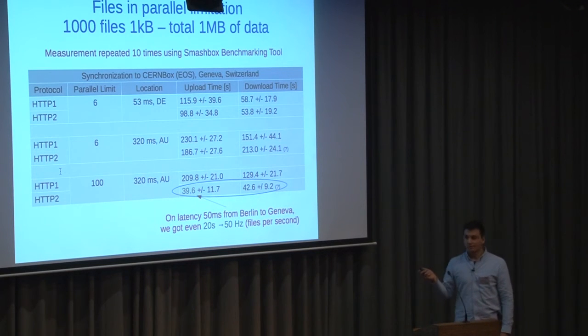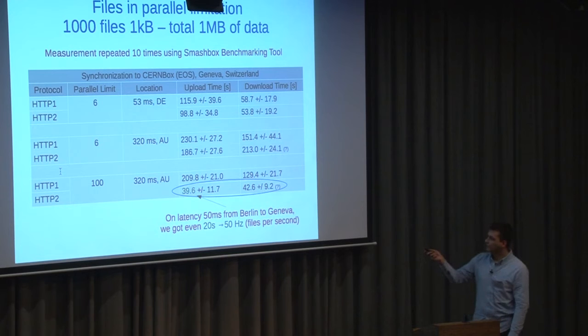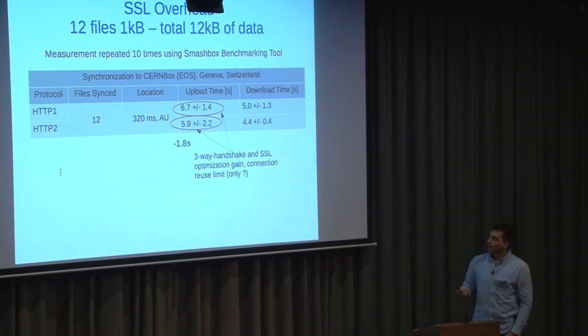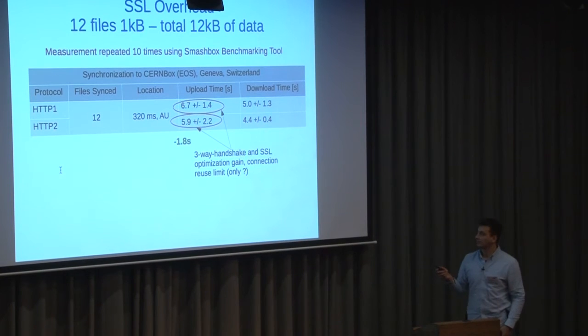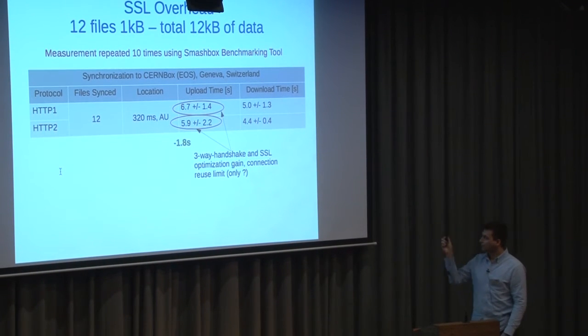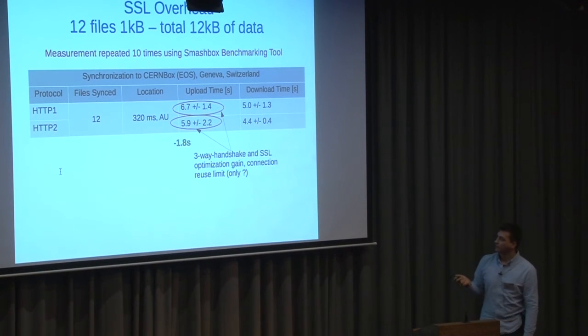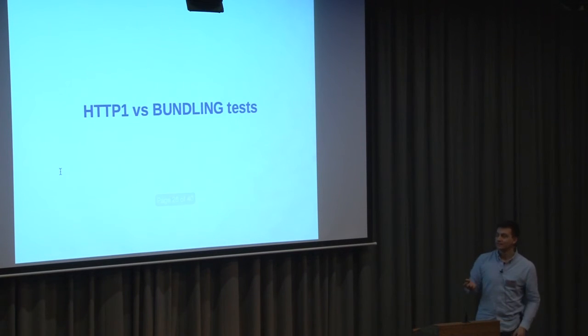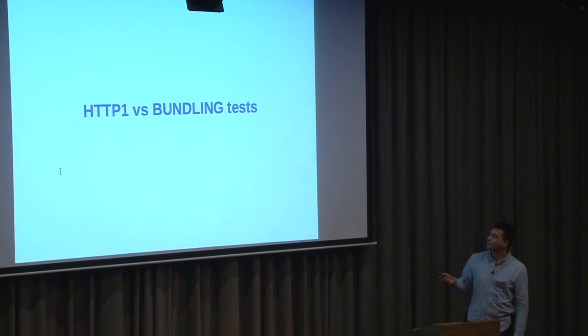What is more, with CERNBox, at a latency of 50 milliseconds from Bern to Geneva, we got even 20 seconds, which is 50 files per second here. I also did a smaller test, with a small number of smaller files, to see what the real difference could be. I just tried to speculate whether it's the TLS handshake, SSL optimization, a gain in connection reuse, or what it is. I don't know, I'm just trying to understand it. Let's give it to others to try to analyze.